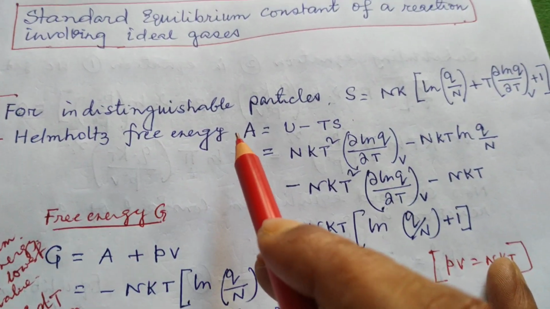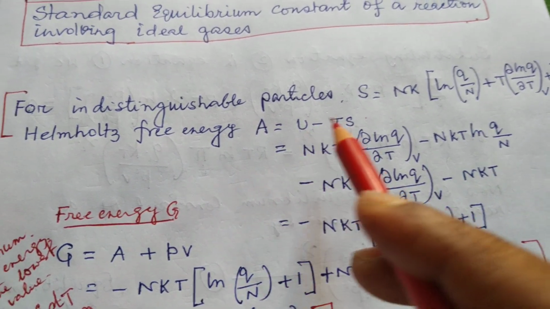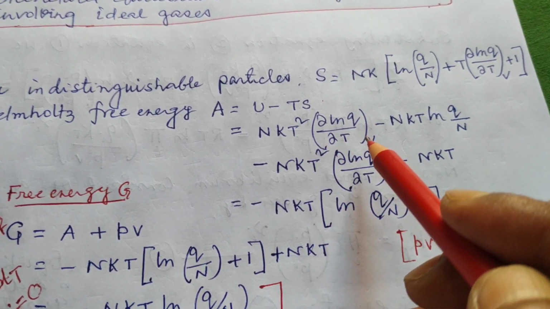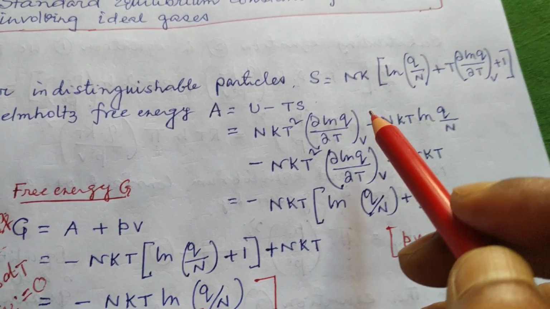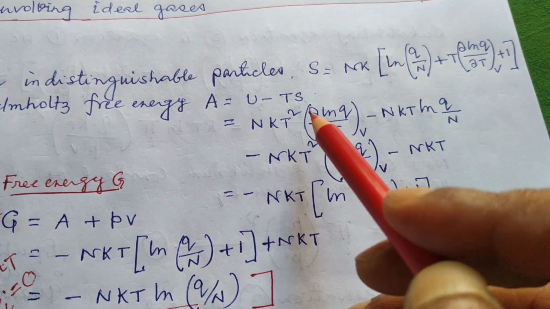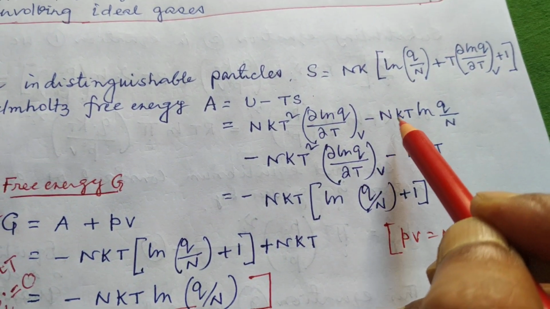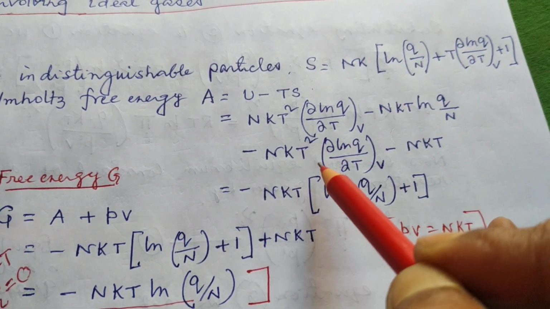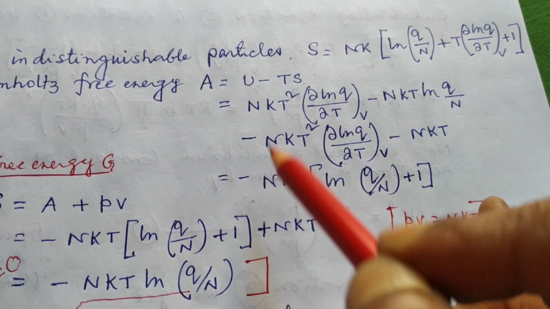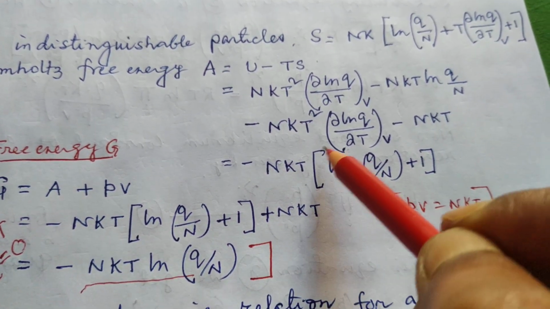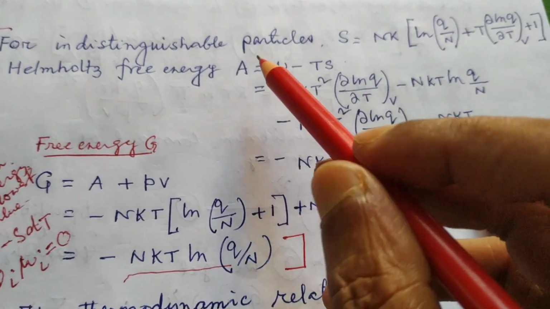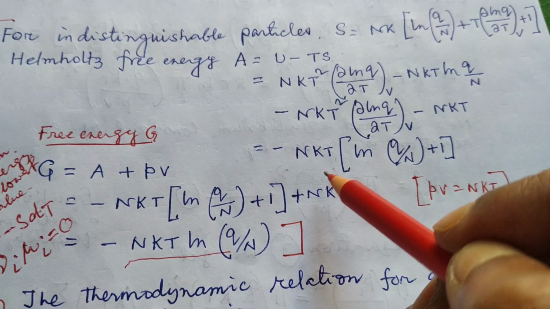Therefore, the Helmholtz free energy A equals U minus TS. Now we know U equals NkT squared (del ln q/del T) at constant V. If we multiply this value of S with T, we get minus NkT ln(q/N) minus NkT squared (del ln q/del T) at constant V minus NkT. So A becomes equal to minus NkT [ln(q/N) plus 1]. This is the expression for the Helmholtz free energy.